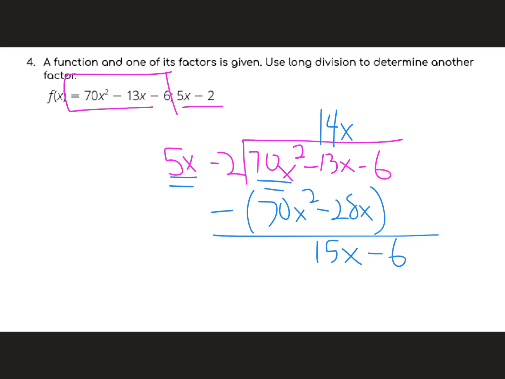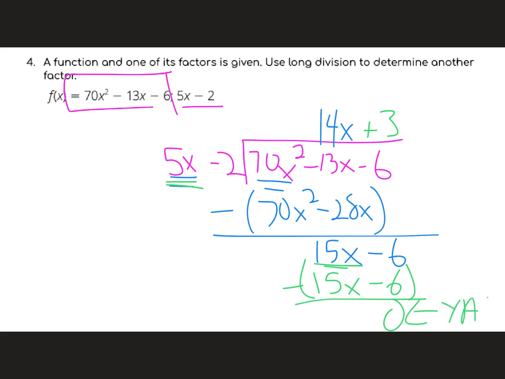Now you ask yourself, how do I make 5x into 15x? And that's going to be hopefully a plus 5 is what I'll get there. And 5, not plus 5, what am I doing? Plus 3, silly. 3 times 5 is 15, that was a close one. 3 times 2 is, ooh, and when I subtract down, I get 0. So that's a yay, because that means that I did things correctly, because I better get 0 when I'm dividing by a factor. And so the other factor is right here. So 14x plus 3 is the other factor.